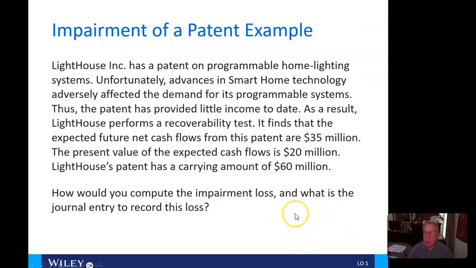Here we're talking about the Lighthouse Company, and it has a patent on programmable home lighting systems. Unfortunately, advances in smart home technology adversely affected the demand for its programmable systems. Thus, the patent has provided little income to date. As a result, Lighthouse performs the recoverability tests and finds that the expected future cash flows from this patent are $35 million. The present value from the expected cash flows is $20 million. Lighthouse's patent has a carrying amount of $60 million. How would you compute the impairment loss, and what is the entry to record this loss?